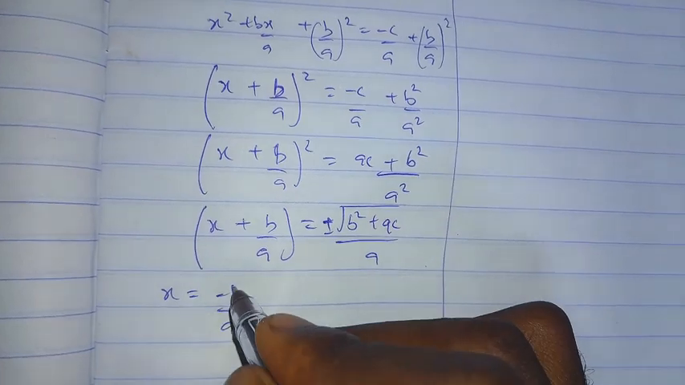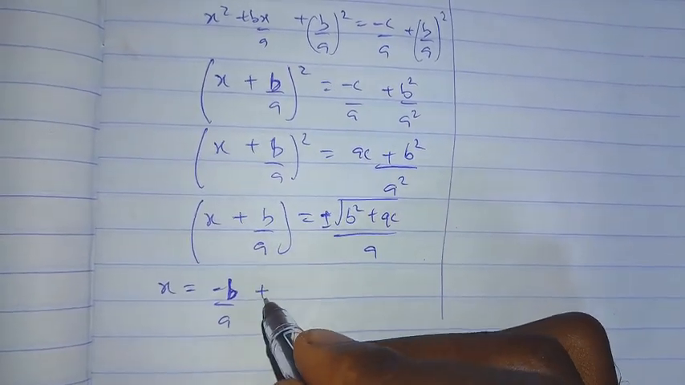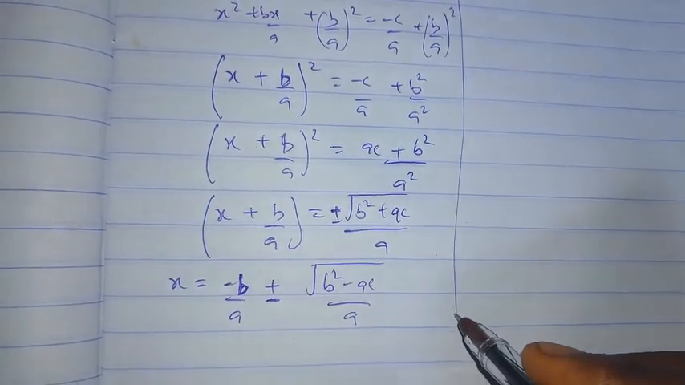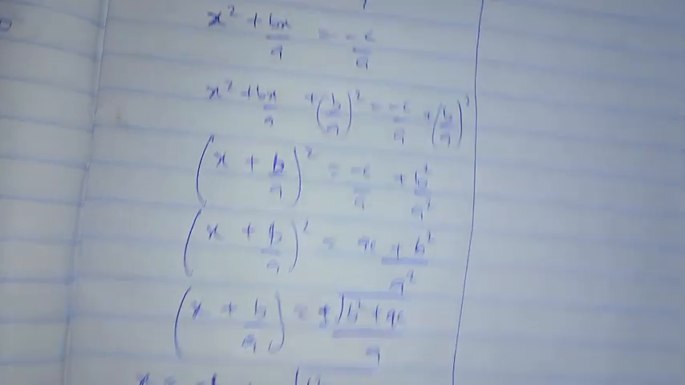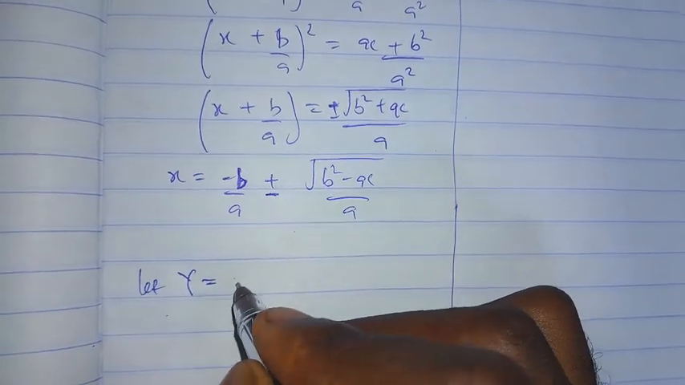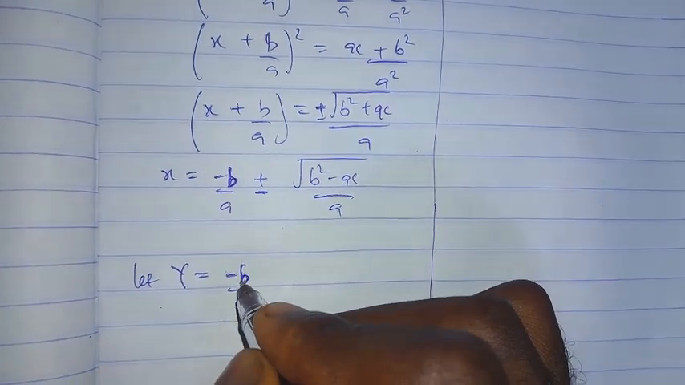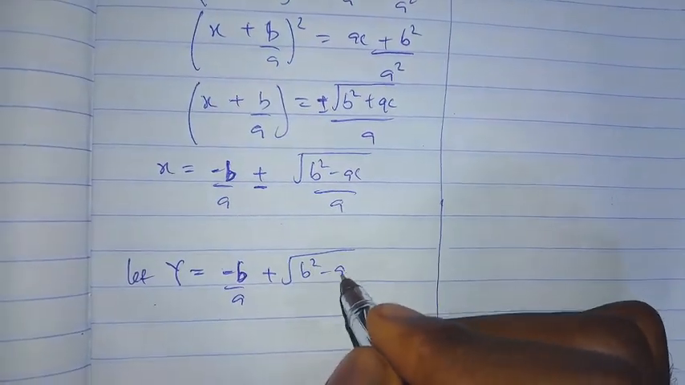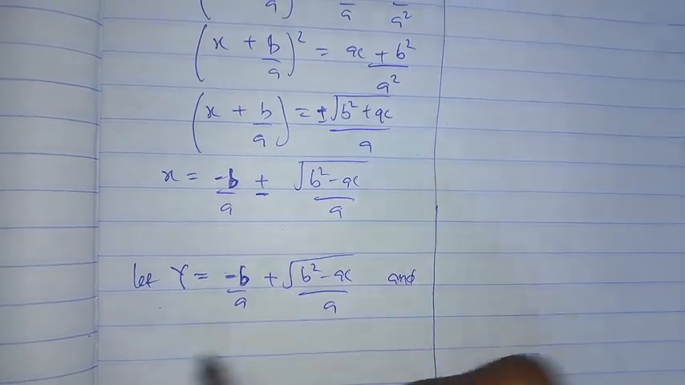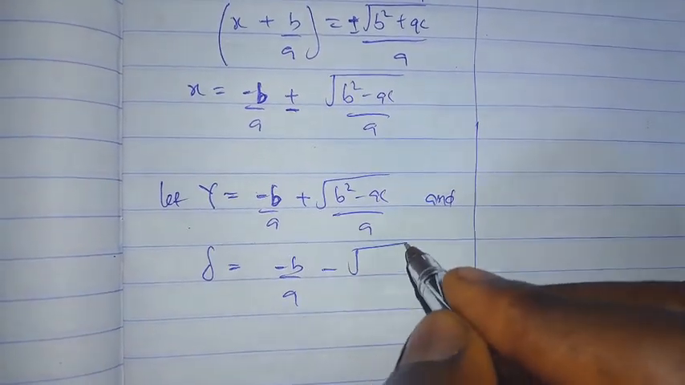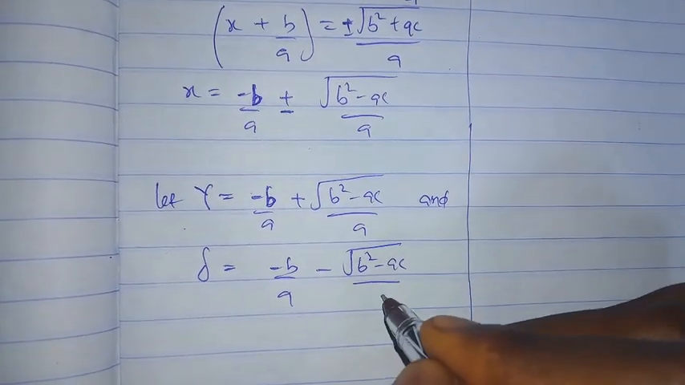Minus b over a, plus or minus what? The square root of b squared minus ac over a. Now, let's split it into gamma and delta. Let gamma equal minus b over a, that's for the two roots, plus the square root of b squared minus ac over a, and let delta equal minus b over a minus the square root of b squared minus ac, all over a.